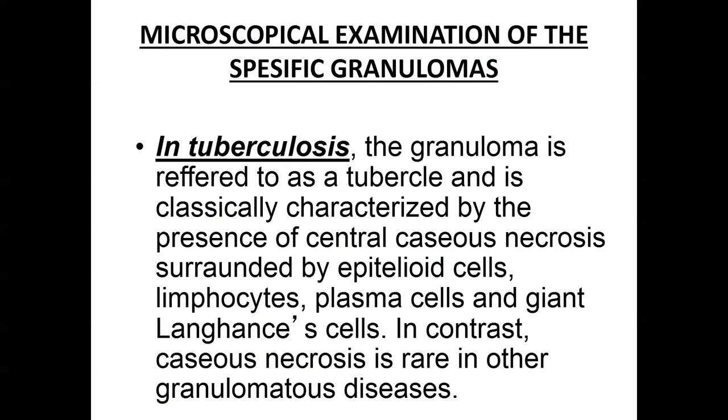So let's discuss some specific granulomas. As I said before, there are granulomas which have a specific histological pattern, which helps us to make the right diagnosis. In tuberculosis, the granuloma is referred to as a tubercle and is classically characterized by the presence of central caseous necrosis. Remember it. In case of tuberculoma, we see central caseous necrosis surrounded by epithelioid cells, lymphocytes, plasma cells, and giant Langerhans cells. In contrast, caseous necrosis is rare in other granulomatous diseases.